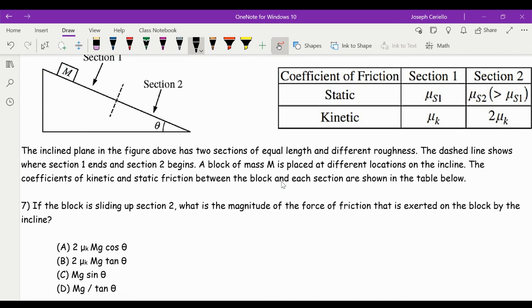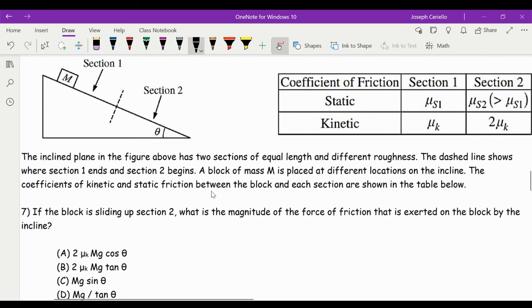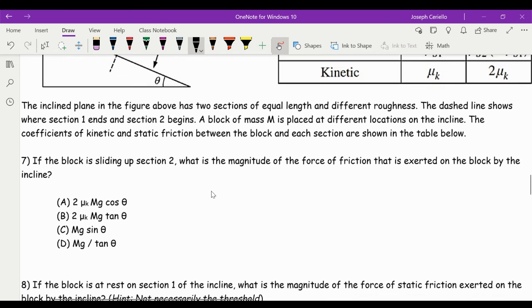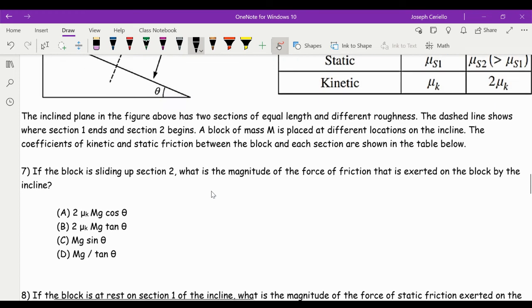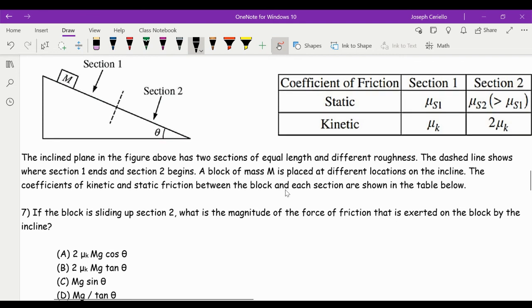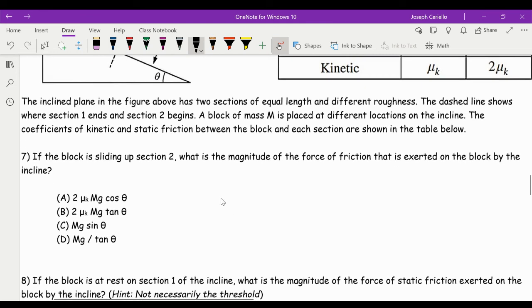All right, so let's see what's happening here. So I want to see what the dashed line shows. Okay, it's sliding up the incline in section 2. What's the magnitude of the force of friction exerted on the block by the incline? So let's quickly draw a free body diagram.